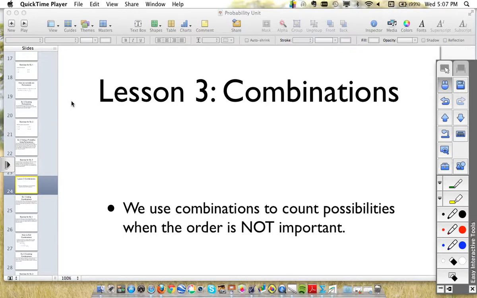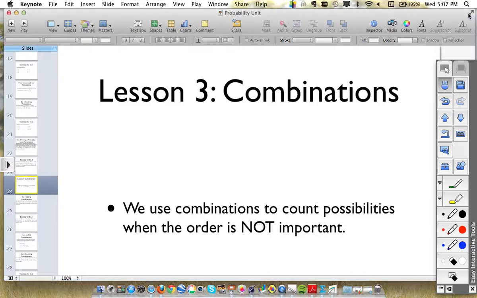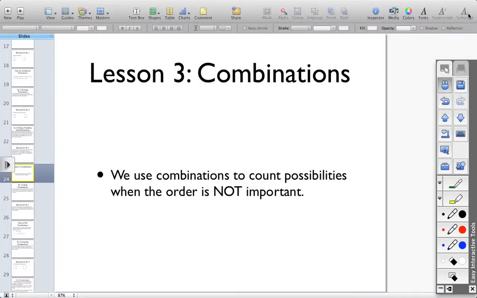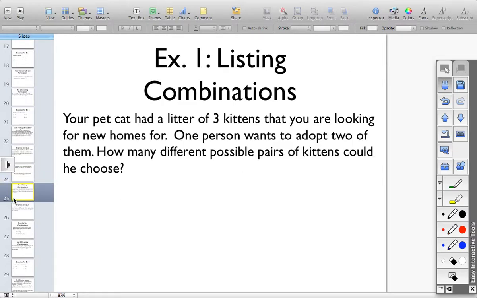So now we're moving on to combinations. We use combinations to count the possibilities when order is not important. We're not concerned necessarily about who comes first, who comes second, who comes third. All right, so let's take a look at an example.